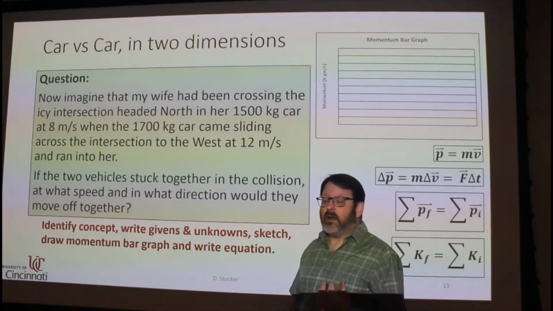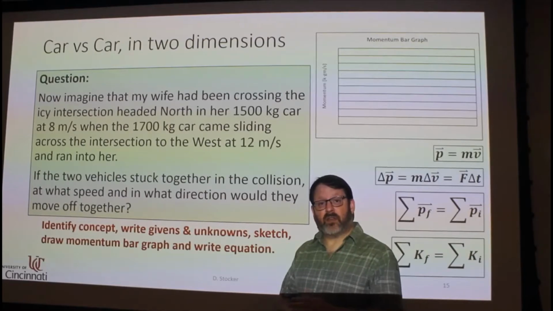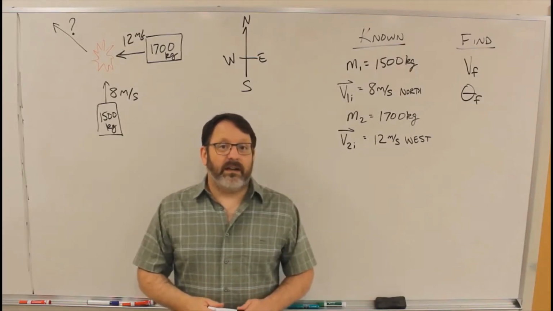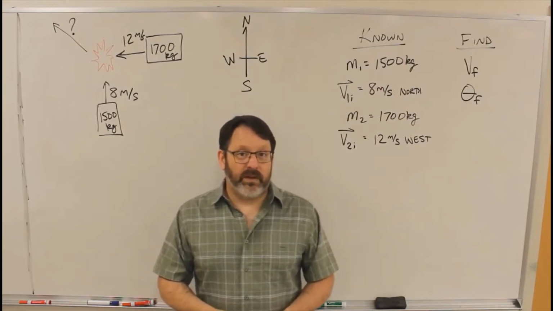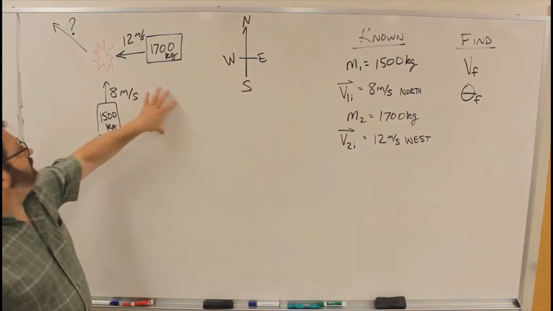In this video, I'll solve a problem involving a collision between one car heading north and another car heading west. In any collision, the place to start is with momentum. So momentum is conserved in any collision. I've drawn a picture of it here.